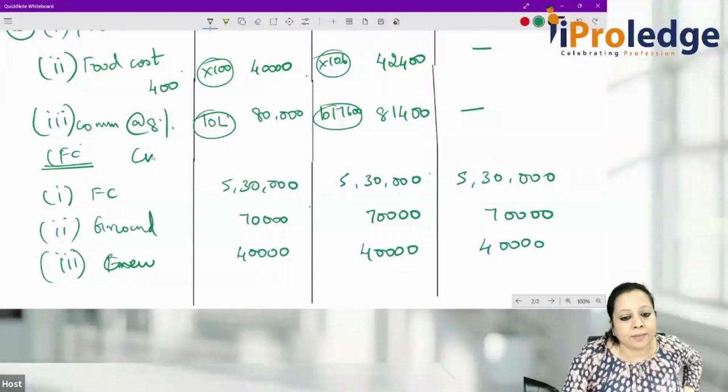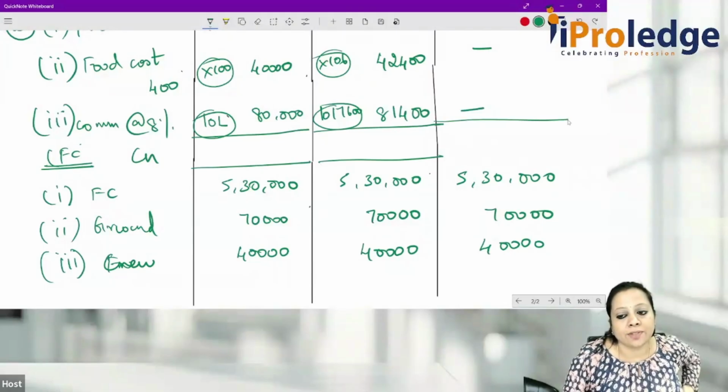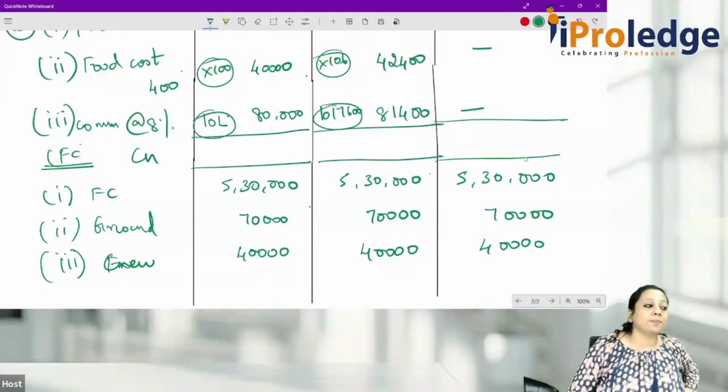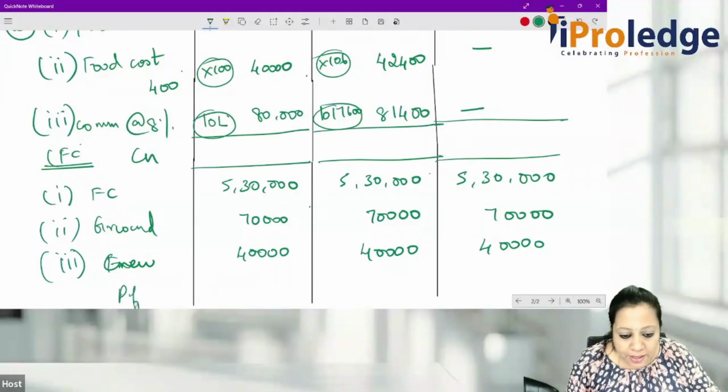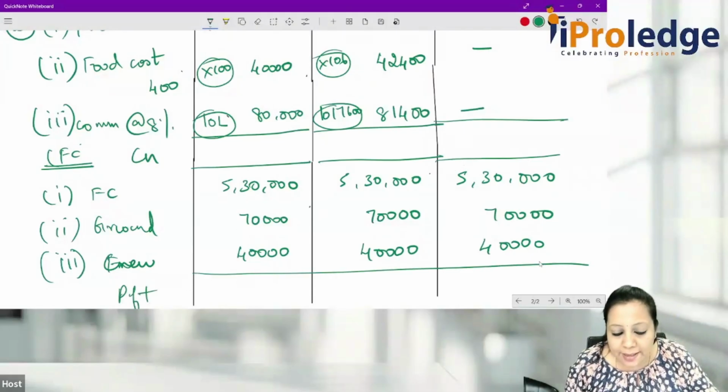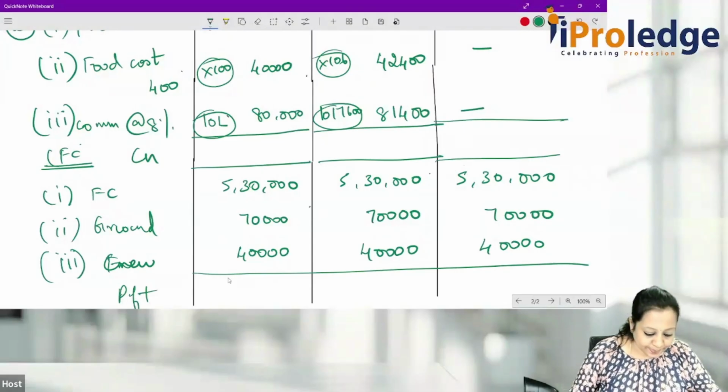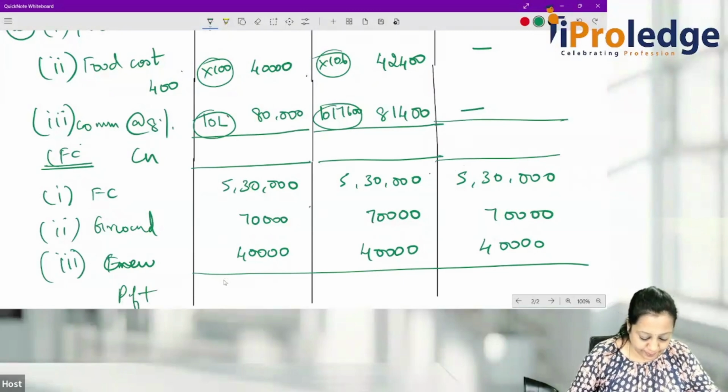So if you have time, you can calculate contribution. Why I'm saying if you have time is they've just asked for operating income. They have not specifically mentioned contribution or anything. So it's okay. If you're running short of time, you can directly calculate your profits. Please calculate the profits and let me know, students.